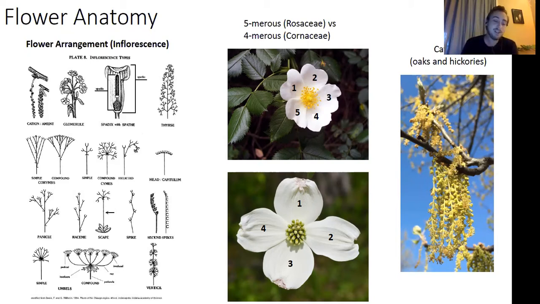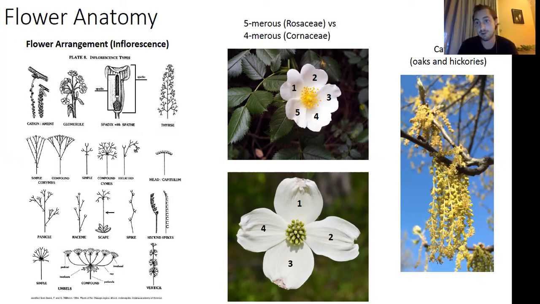For the most part, keys will use leaves. Granted, they are out for a longer period of time than flowers, but once you start to get more in depth or closer to your identification, it might refer to flowers or fruits. So sometimes they might not be available to you, and that is unfortunate, but gladly right now we have lots of flowers. They can take a number of different types of arrangement, which is called an inflorescence.